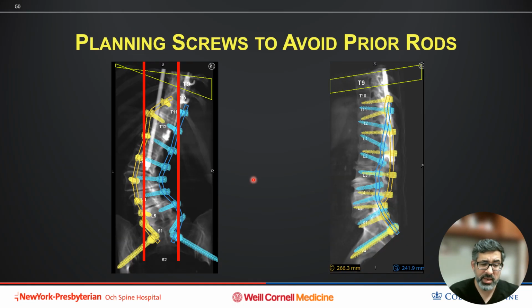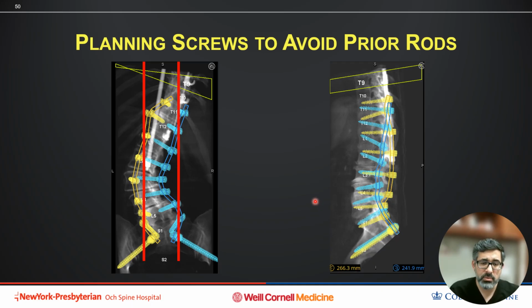And so we planned, number one, the screws to be placed safely, but I was able to plan the screws such that we don't have to even take the prior rods out. So you can plan the screws around the prior Harrington rods to avoid taking them out. And the other thing you'll notice is that because this patient still has a pretty significant scoliosis and rotation, the rods might end up being two different shapes based on the placement of the screws.